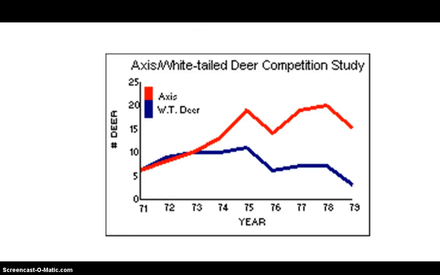And here's an example of axis versus white-tailed deer, so two different types of deer. When they're put together in the same population, so when there is niche overlap, it leads to competition. And in this case, the axis deer is better suited. It's going to end up with a higher population, whereas it looks like the whitetail population is going to go down to 0 over this 7-8 year period. So this is competitive exclusion and how selective pressures will favor one individual over another within a population.